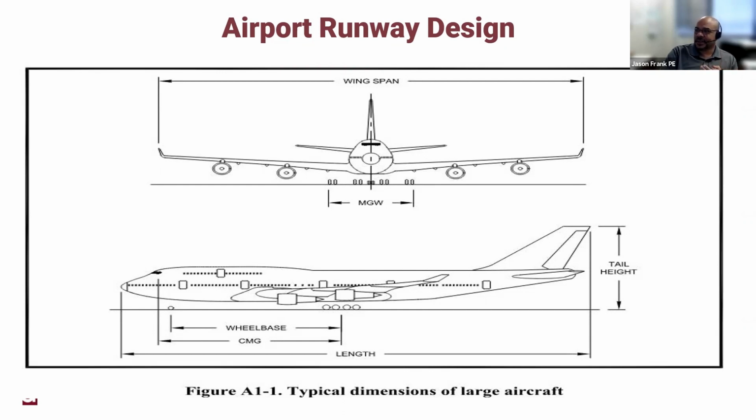But you can see here we've got the wingspan, and MGW stands for main gear width, and this is what falls into the ICAO standard. On the bottom of it, you have the length of the aircraft. But we have the CMG, which is cockpit to main gear. So that's the distance from the cockpit to the center of the main gear, and the wheelbase is considered from the nose gear to the main gear. And that all comes into play when we're looking at the FAA design standards.